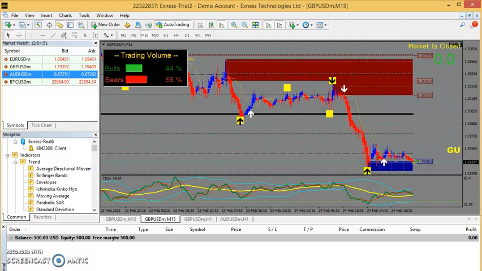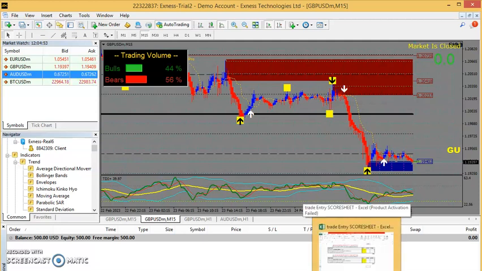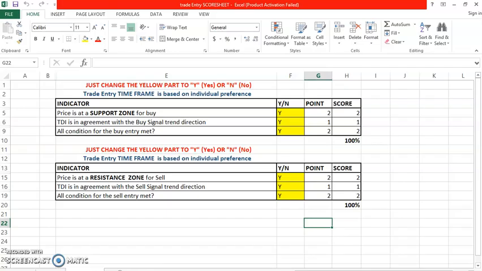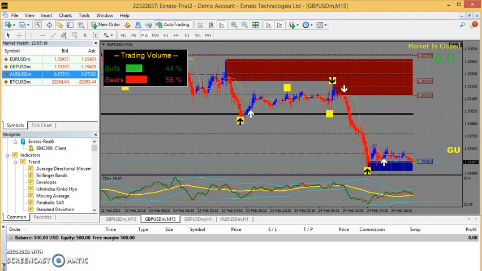Now, this is where my trade entry rules come in. Okay? This is my Excel sheet I've designed for myself. Price must always be at a support for a buy. TDI must be in agreement for me. Now, I don't trade anything less than 100%. So looking at the example we have here, it's a sell.